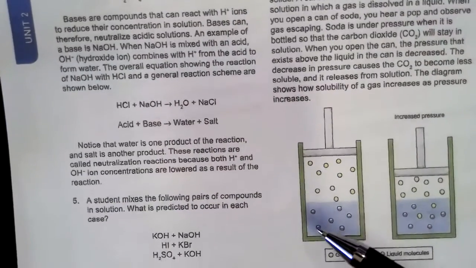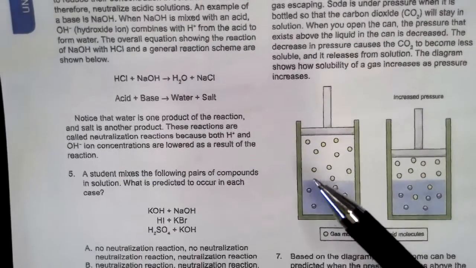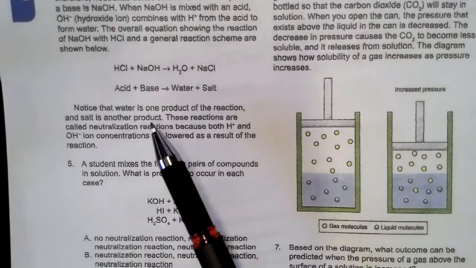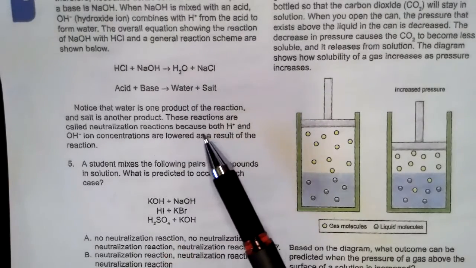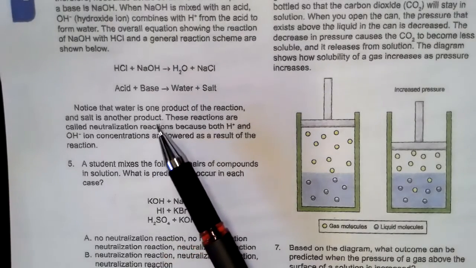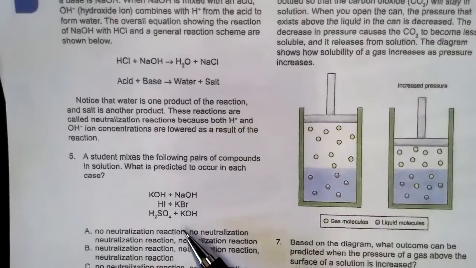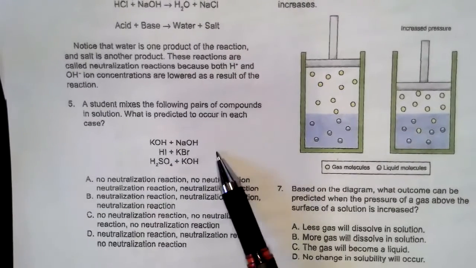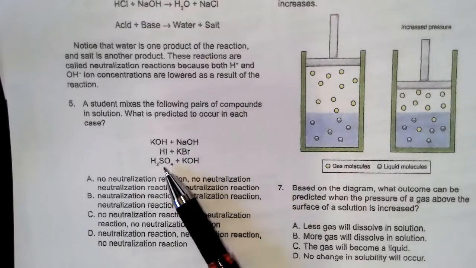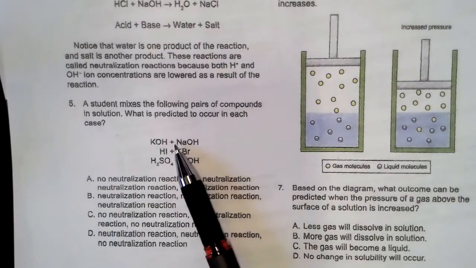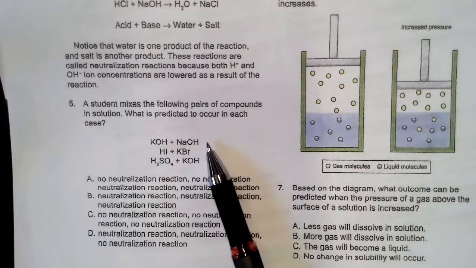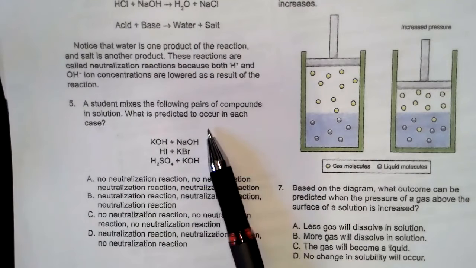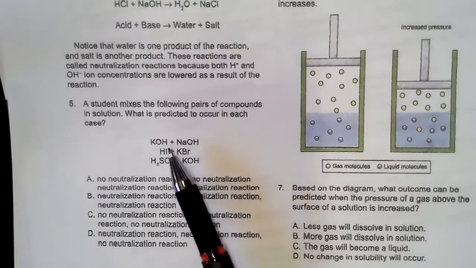All right, let's see if we can figure this out. Neutralized H and OH. This is not really clear. And we don't have full equations. A student mixes the following pairs of compounds in solution. What is predicted to occur in each case?